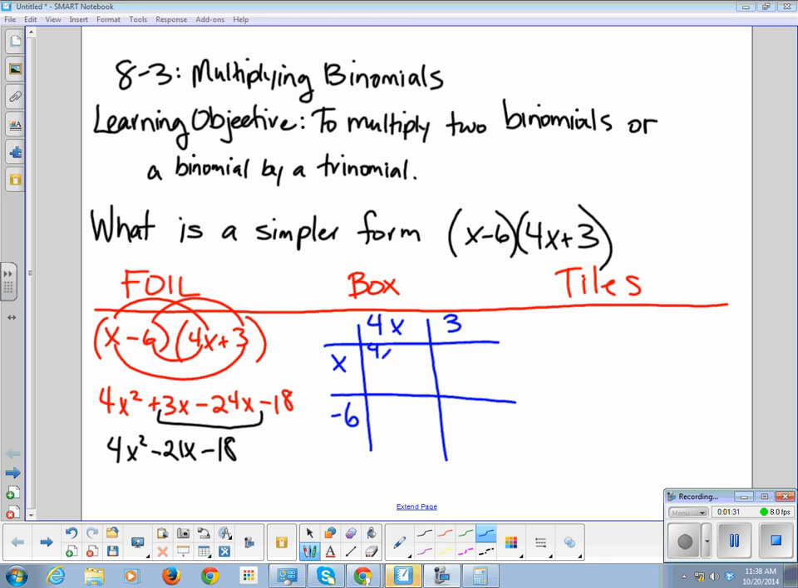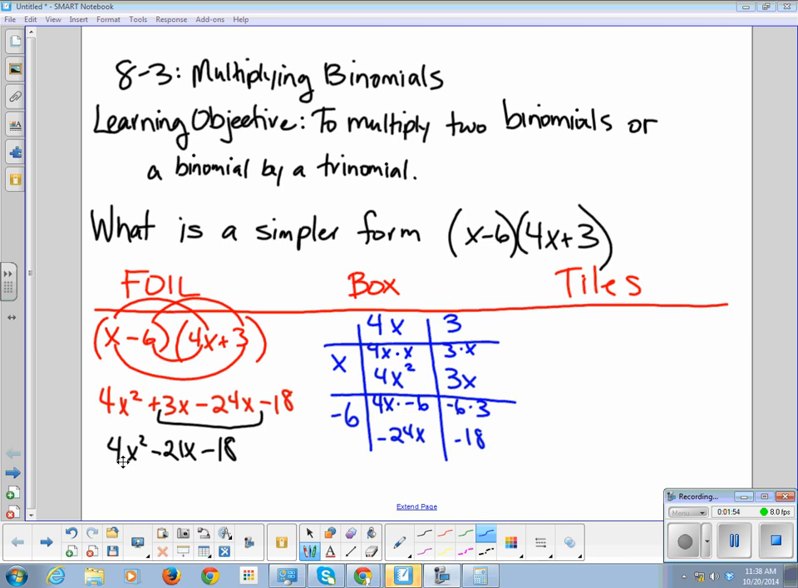So this is 4x times x, which is 4x squared. You get 3 times x, which is 3x. This one you get 4x times negative 6, which gives us negative 24x. And this one is negative 6 times 3, which is negative 18.